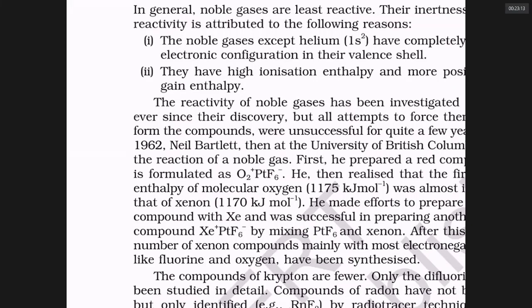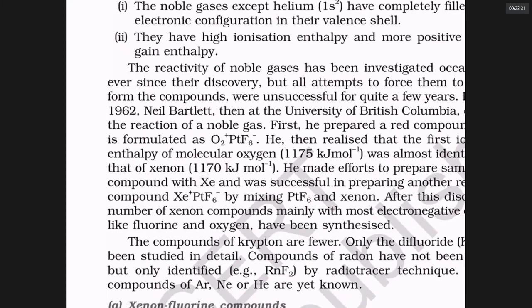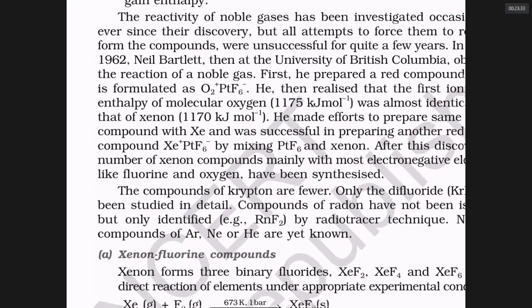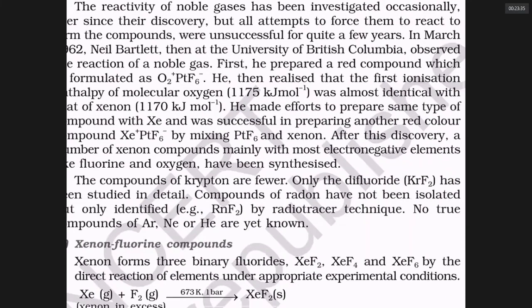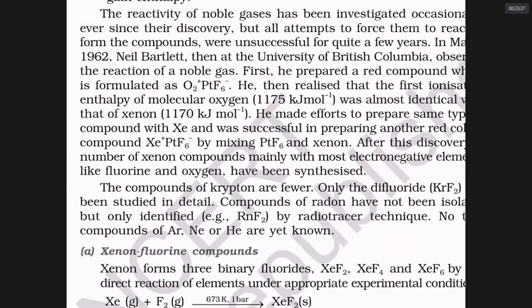Up till 1962, people were thinking noble gases can't make compounds, and Bartlett made the first noble gas compound, for which he was given the Nobel Prize. Notice that helium and neon don't make any compounds. Krypton makes few compounds. Most of the noble gas compounds are formed by xenon because its ionization energy is somewhat less.